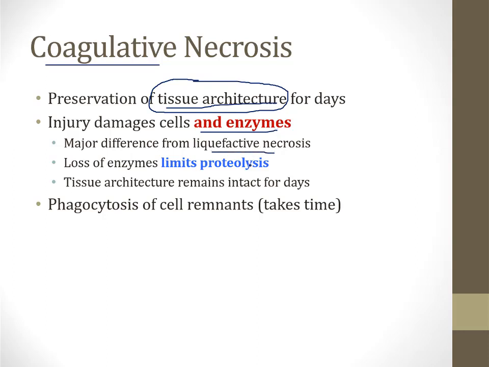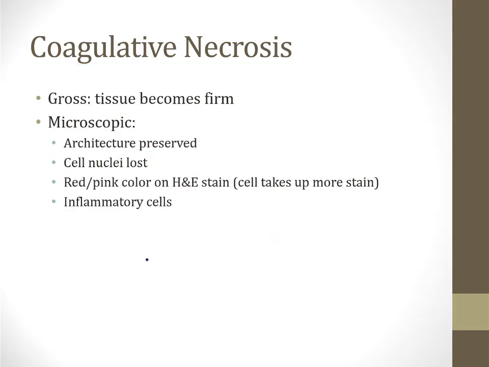When the enzymes are damaged, there's limited proteolysis because the enzymes are gone from the cells. As a result, much of the tissue shape and architecture can remain intact for several days after necrosis begins. During this time, there is phagocytosis of the cell remnants. This takes a while, and as this is going on, the tissue will maintain its normal architecture. When you examine an organ or a gross specimen that has undergone coagulative necrosis, the main feature is that it's very firm. That's from the influx of inflammatory cells.